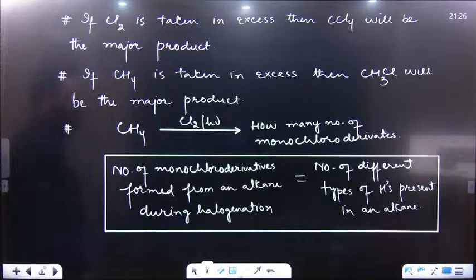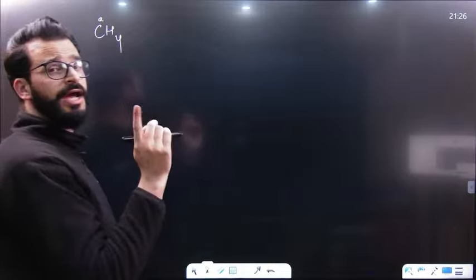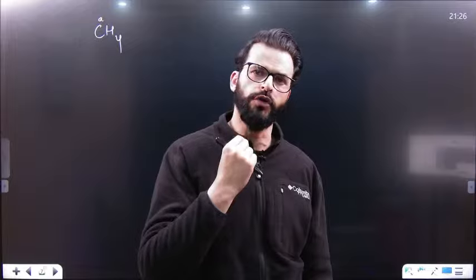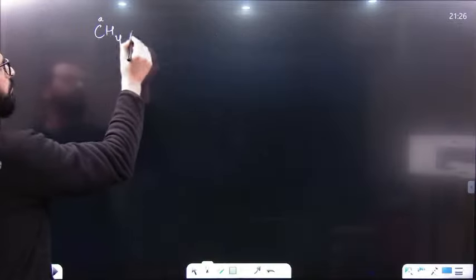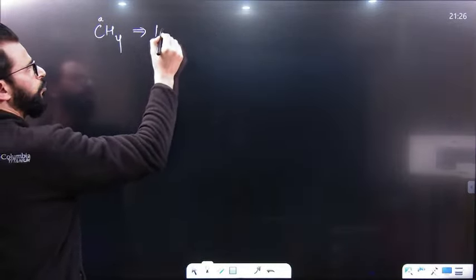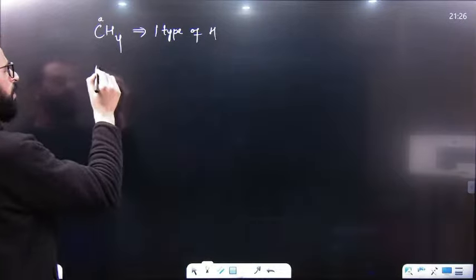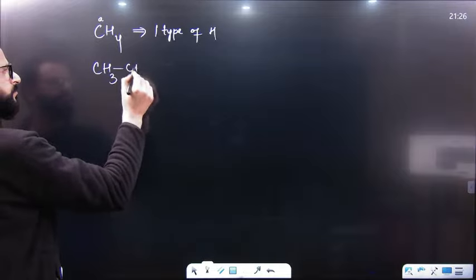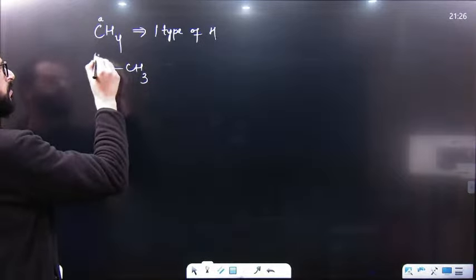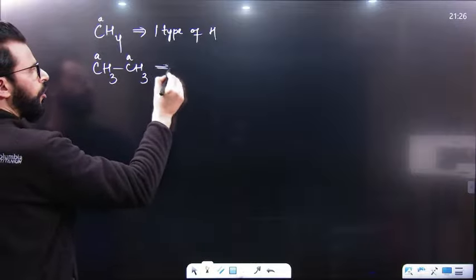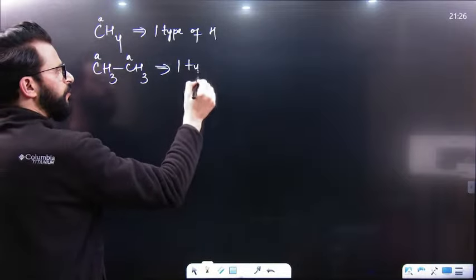Now, for this, have a look at how to solve these types of questions. Suppose you are having methane. Remember, in methane, there is only one carbon and hydrogens attached to one carbon will always be one type of hydrogen. So, it's having only one type of carbon, hence it's having only one type of hydrogen. Similarly, if you are having CH3CH3, it's having two carbons but the type is only one. Hence, all these 6 hydrogens are one type of hydrogen.